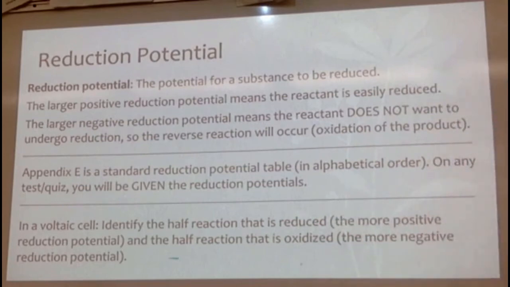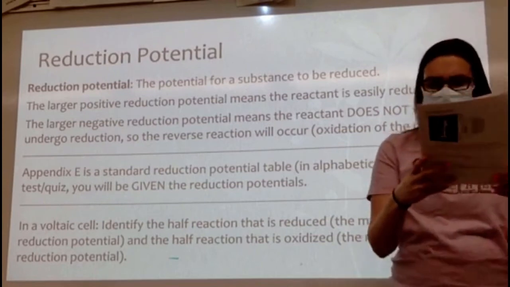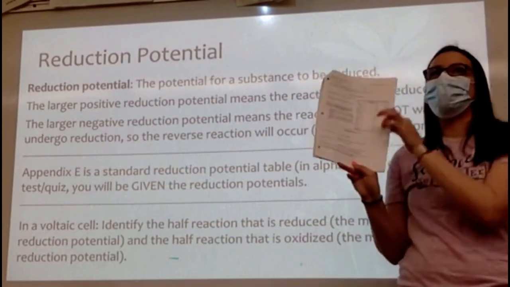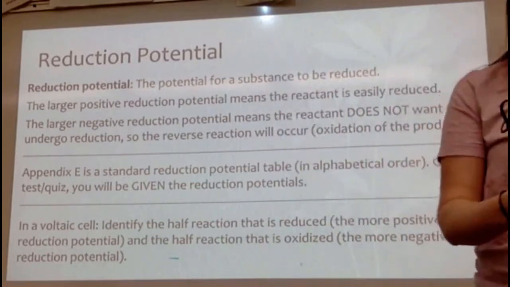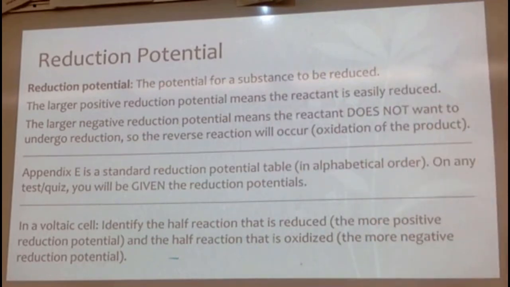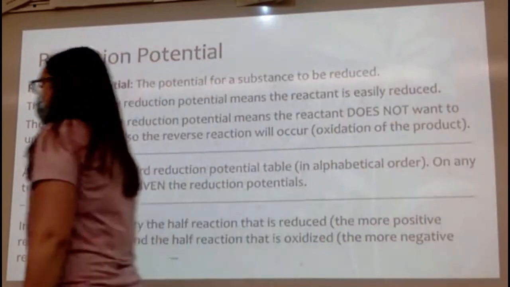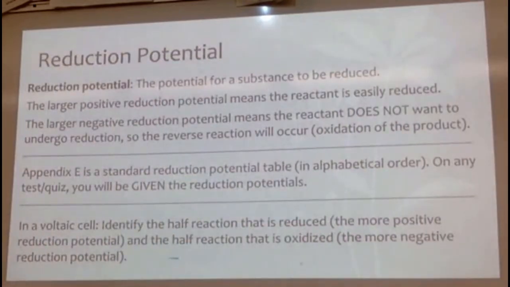If you have a very negative reduction potential, so like on page 7, I gave you a little mini reduction potential chart. You have tin 4 plus at the bottom with a value of 0.15. But if you look at some of the values in Appendix E, like lithium, for example. Now, Appendix E is in alphabetical order, so it's not in numeric order.